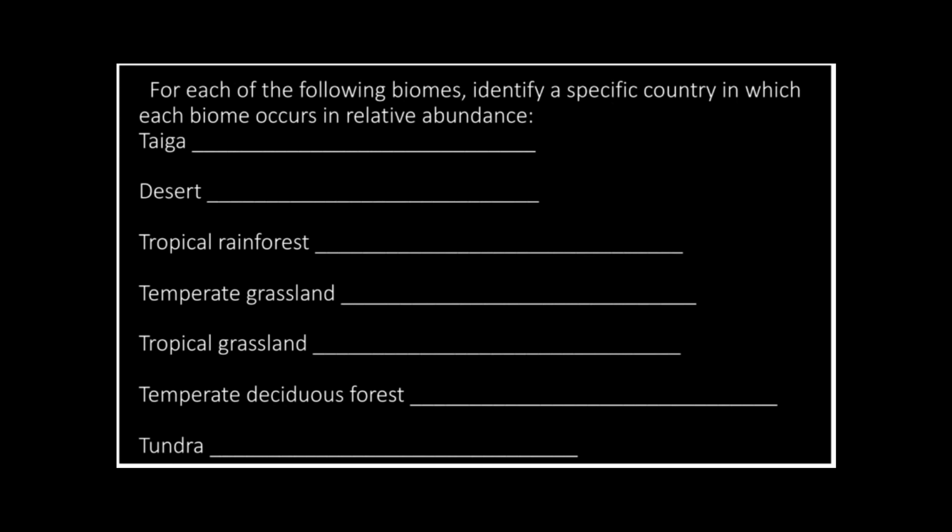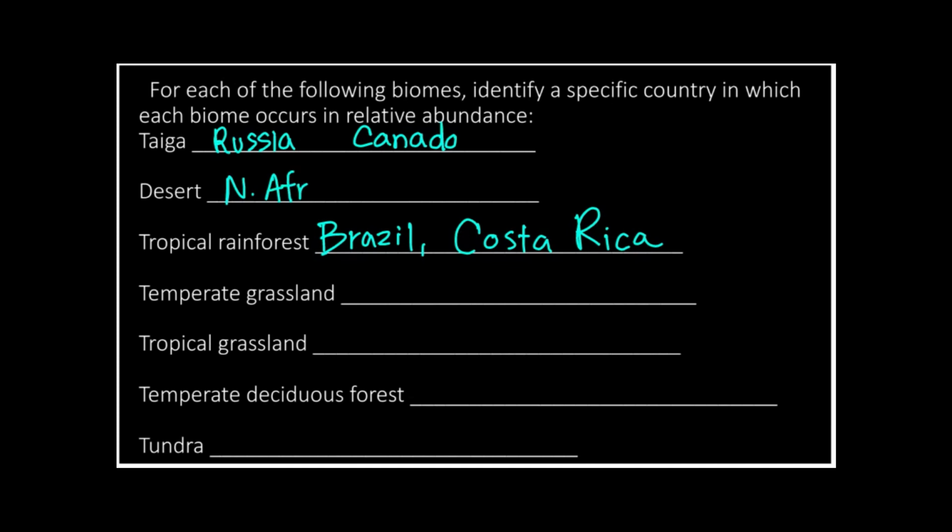Okay, so the taiga, you might see this in Russia or Canada. The desert would be Northern Africa, which I know is not a country, but some of the countries in Northern Africa are Libya, Egypt, Nigeria. Okay. A temperate grassland, you'd see these in the United States.